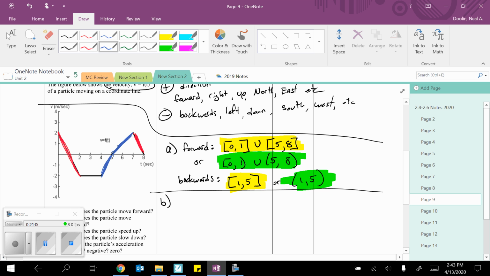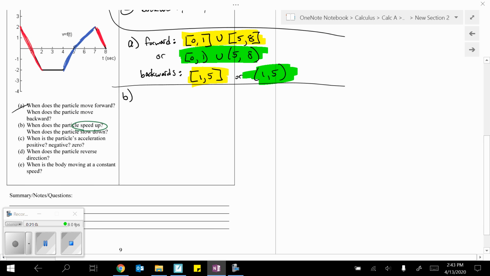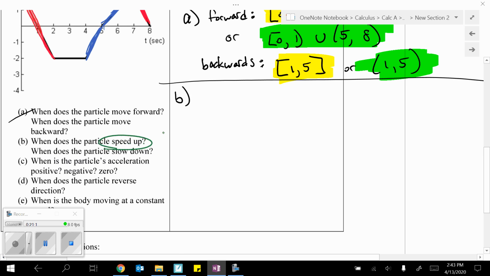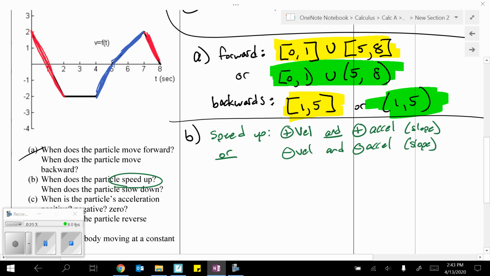So for speeding up, I need, let me write out speed up. I need a positive velocity and positive acceleration, which would be slope on this graph, or I need negative velocity and negative acceleration, which again, that's the slope. So let's look for, is the slope positive and the velocity positive on this graph anywhere?